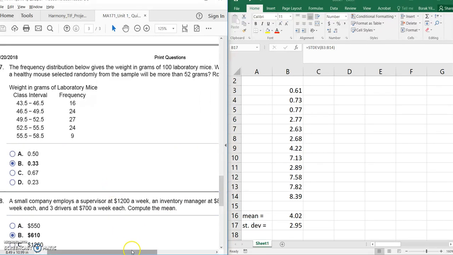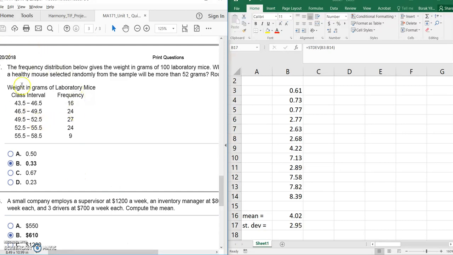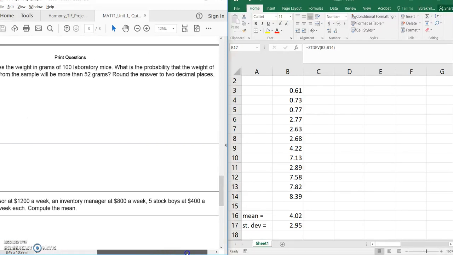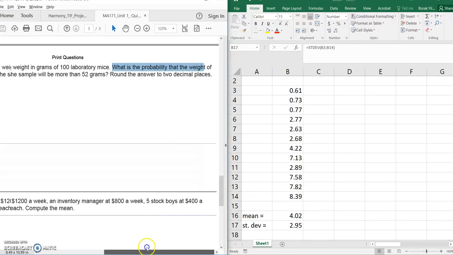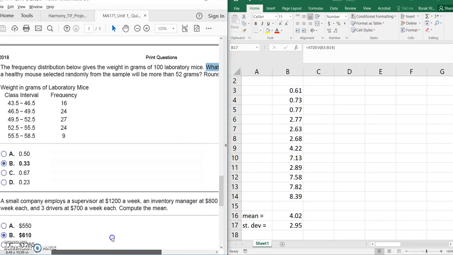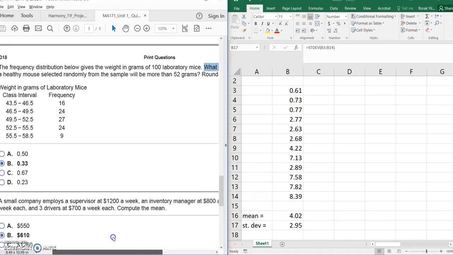So there's a data table given with intervals and frequencies. Going straight to the question, what is the probability that the weight of a healthy mouse selected randomly from the sample will be more than 52 grams? This is the weight in grams, and this is how many mice are in that weight interval. So we want it to be more than 52 grams.